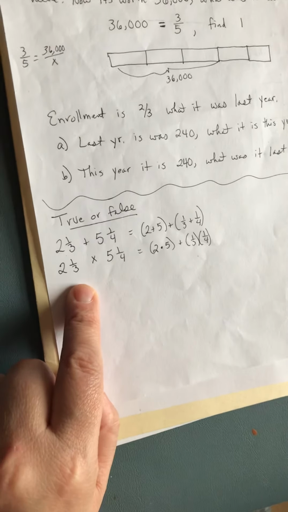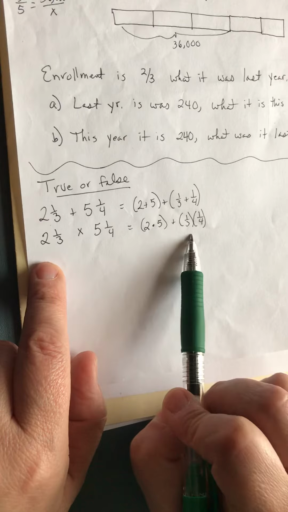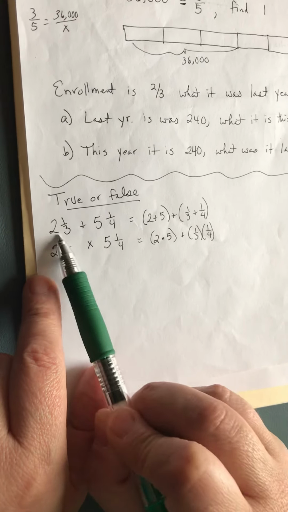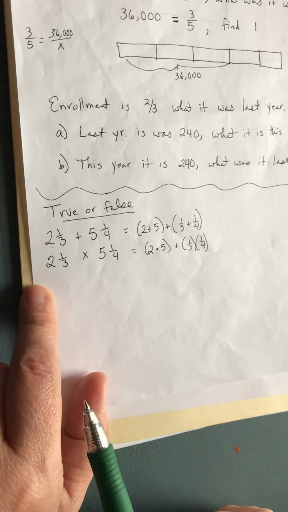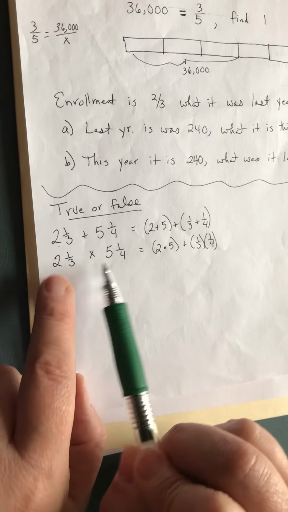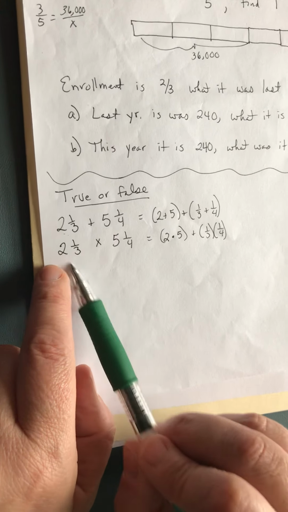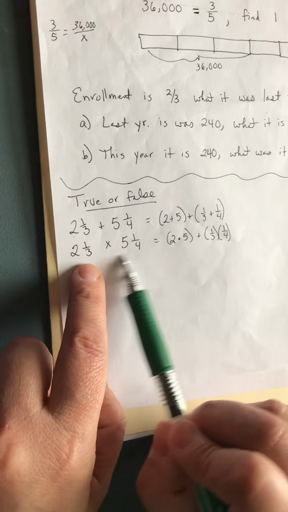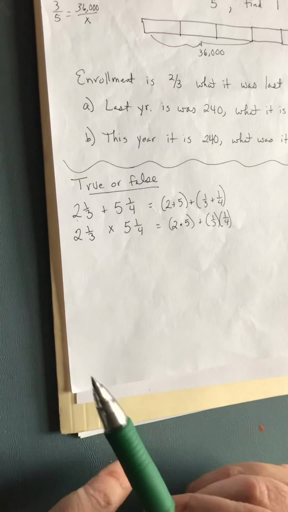So last week I had a true-false problem in the exercise where we looked at, is it true that I can just add the whole numbers and add the fractions? And we decided yes, that is true. Then I hope we realized that when multiplying fractions, I can't just multiply the whole numbers, and then multiply the fractions. That's not true. So today we're going to look more in depth at why that's not true.